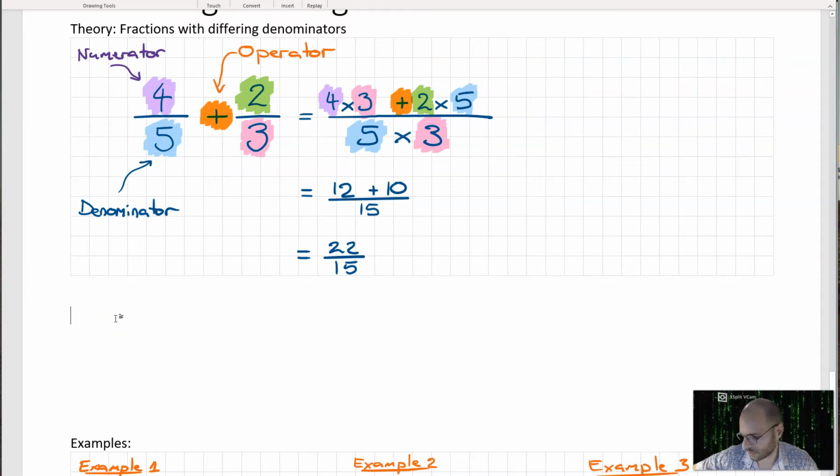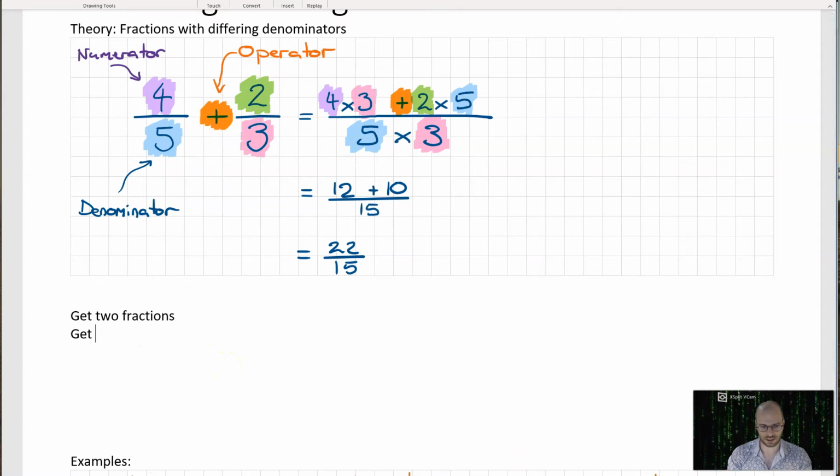Our first steps in designing a program are, well, firstly, we need 2 fractions. So we have to get 2 fractions from our user. So we'll go for now, we'll just type it in, get two fractions. And then we have to think about what is our operation. So we need to get the operation. And then finally, we need to perform the operation with two fractions.